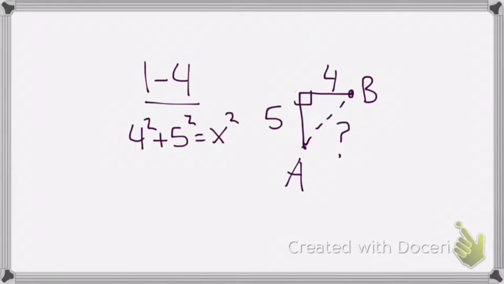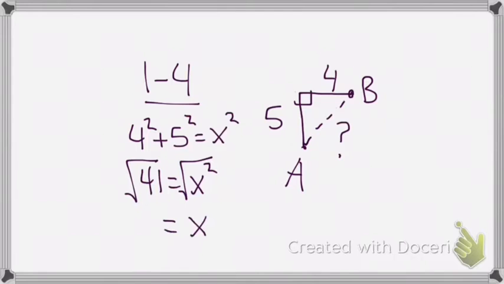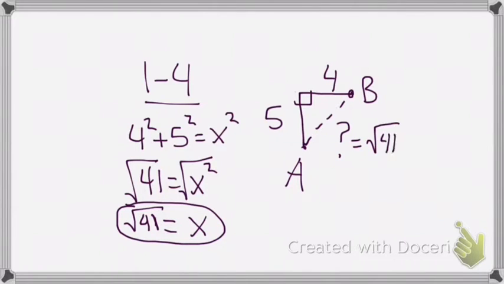So 4 squared is 16, 5 squared is 25, 16 plus 25 is 41, and that equals x squared. So now to undo the square, we have to take the square root of both sides. Over there we're just going to have x, which is what we want, and on the left, that's going to be an irrational number, so we're going to leave it as the square root of 41. And so that would be the distance from A to B, whatever that comes out to.